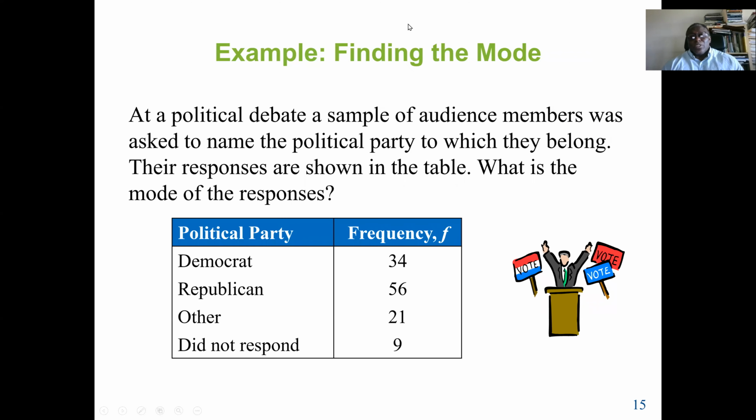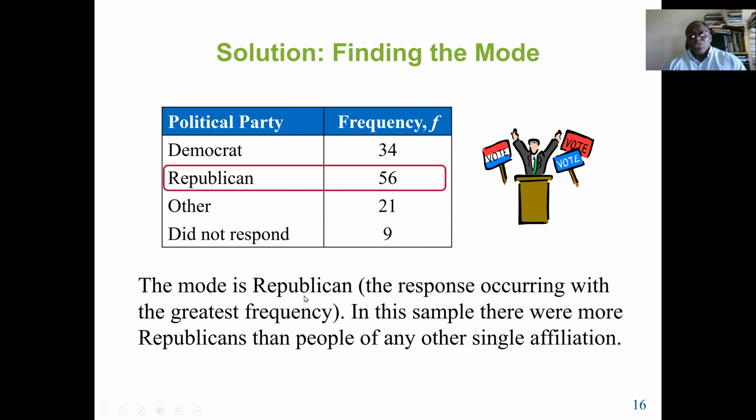Finding another mode, you see here we are using qualitative data. Let's say we have a debate to pass some bills, and we have political parties. The Democrats have 34 votes, Republicans 56 votes, Other is 21, then Do Not Respond is 9. Now, if I want to find the mode, it is the highest tally. The highest tally here is 56, and the 56 is Republican. So the mode is Republican, the response that occurs with the greatest frequency.